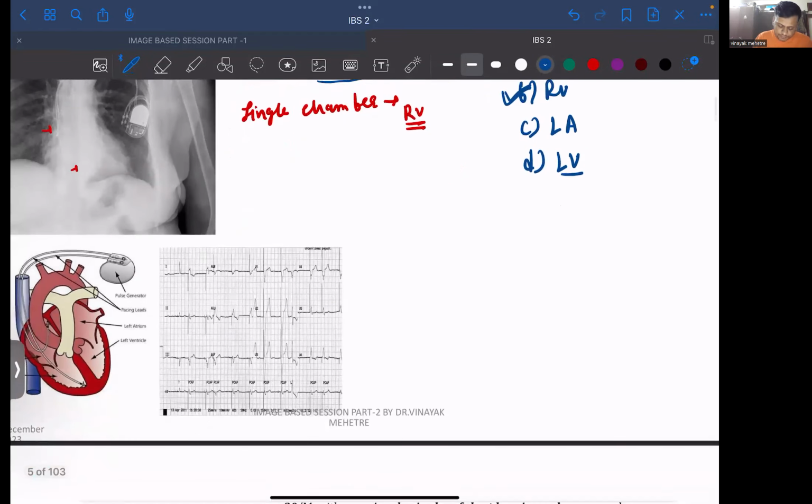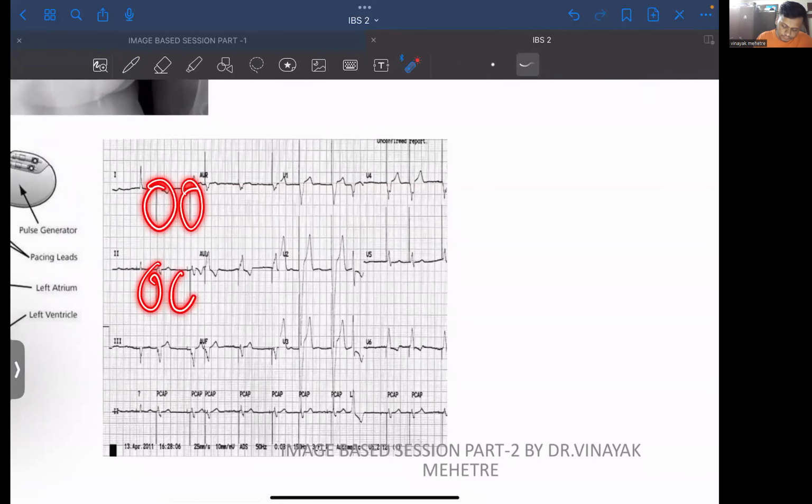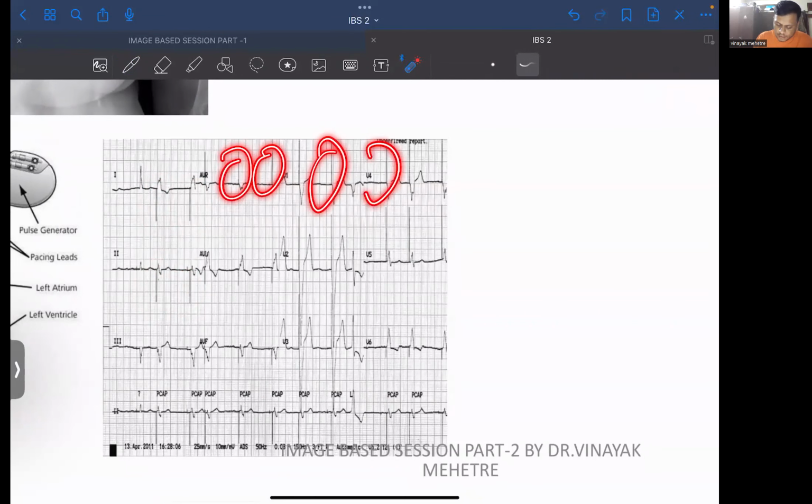Now, if an ECG comes, how will we identify that it is a pacemaker ECG? Take a look over here. These lines before the complexes, a straight line before the complexes, that means it is an ECG with a pacemaker. Then comes a forensic medicine question.